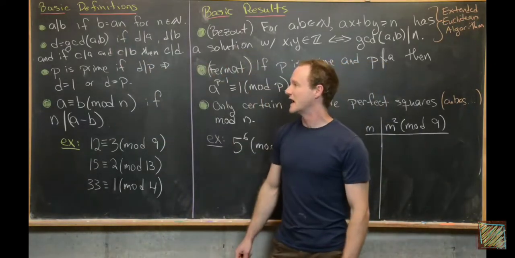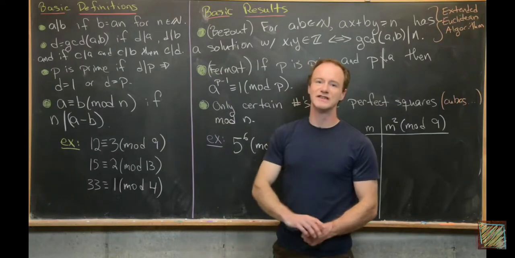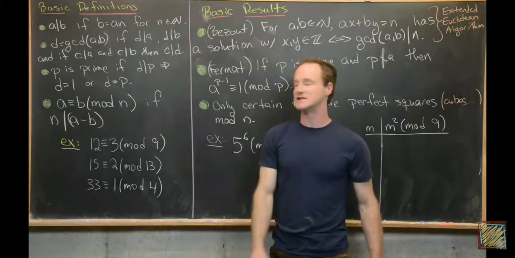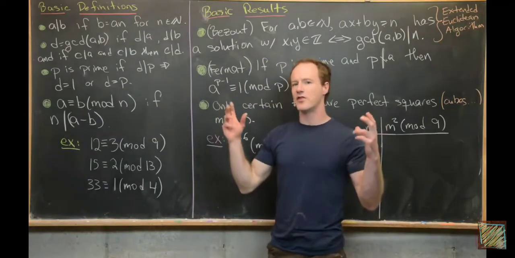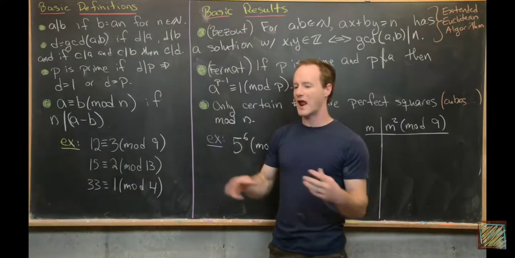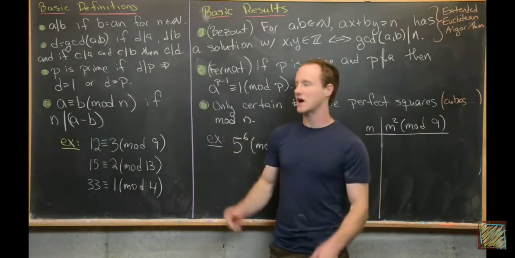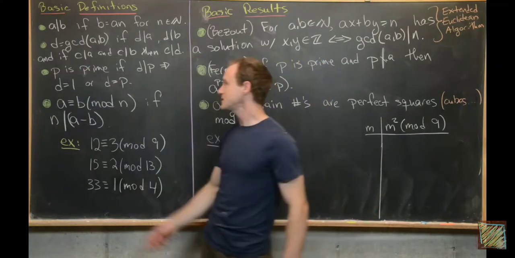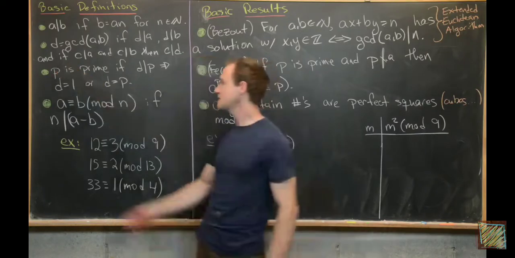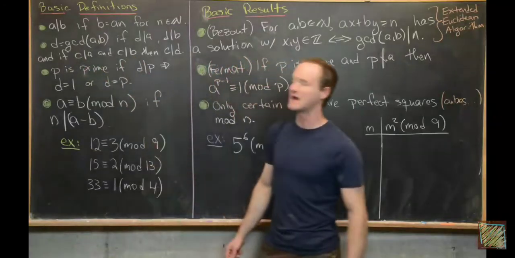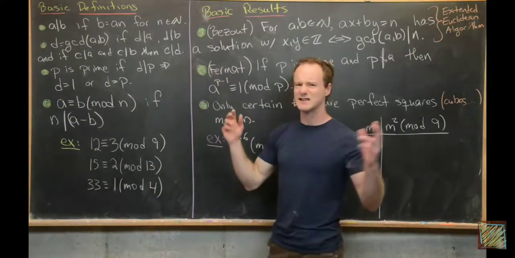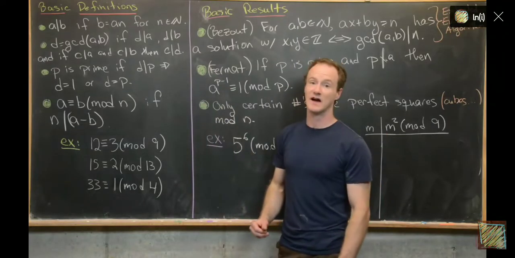Next, we say that D is equal to the GCD of A and B if D divides A, D divides B, and it's the biggest one that divides both. But how do we order this largest idea? We do it by divisibility. So if C divides A and B, then C divides D. That means that C is smaller than D because it divides it.